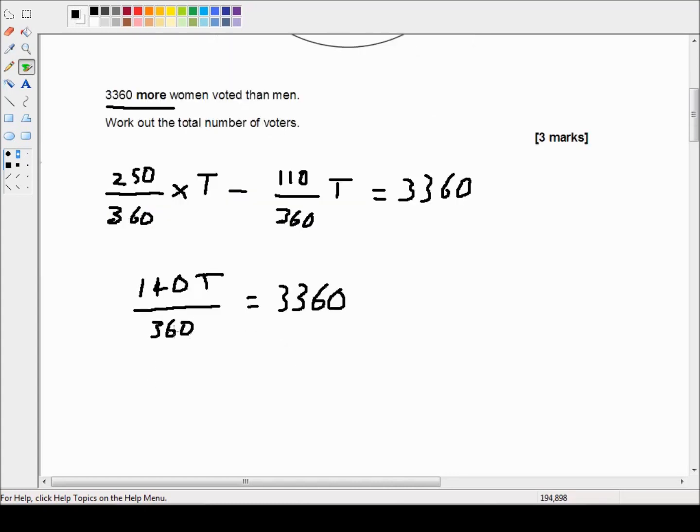Okay, so what we need to do now to get the total is just multiply everything by 360 and divide by 140. So total is equal to 3,360 multiplied by 360 divided by 140. At this point it's very tempting to just want to start cancelling down and simplifying, but this is a calculator paper and we don't really have time to waste, so let's just shove that into our calculator and get the answer.